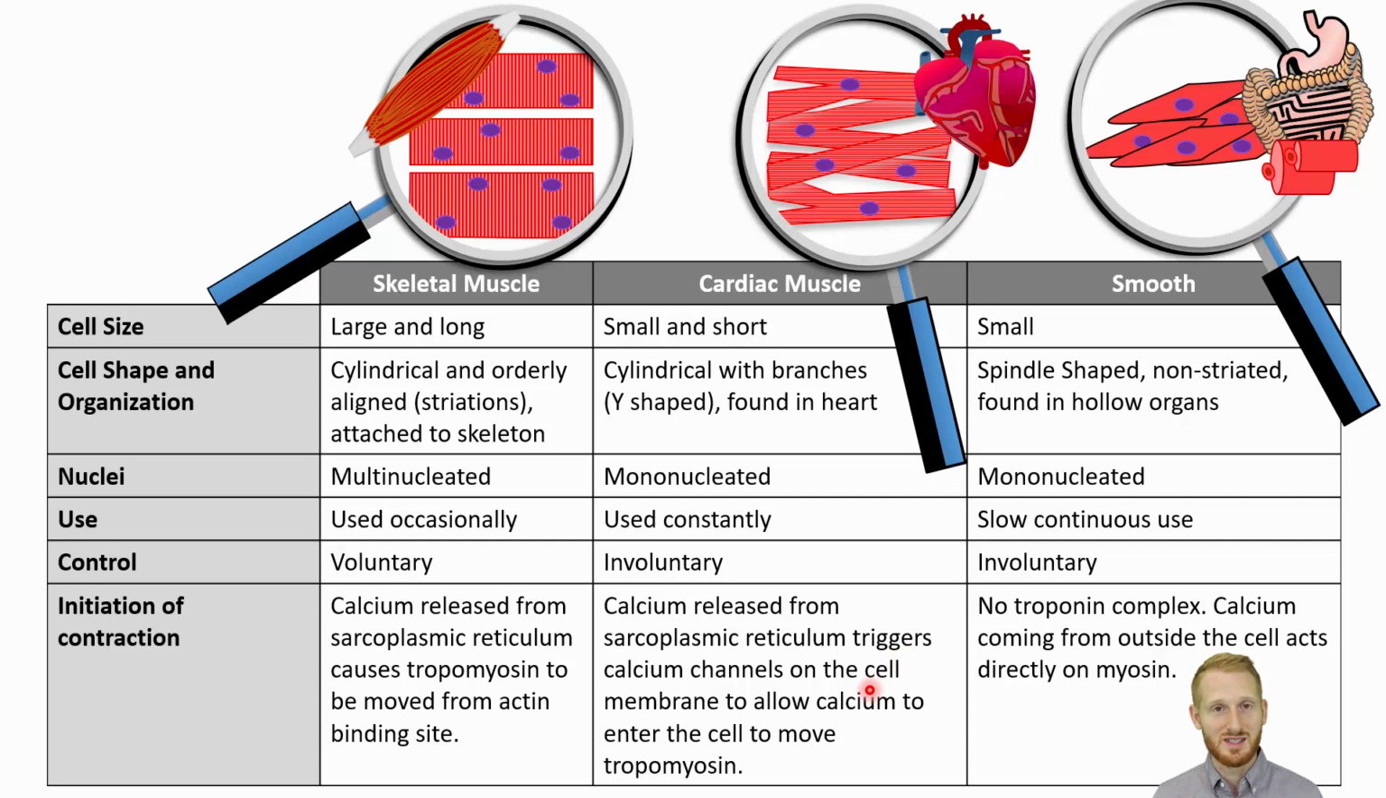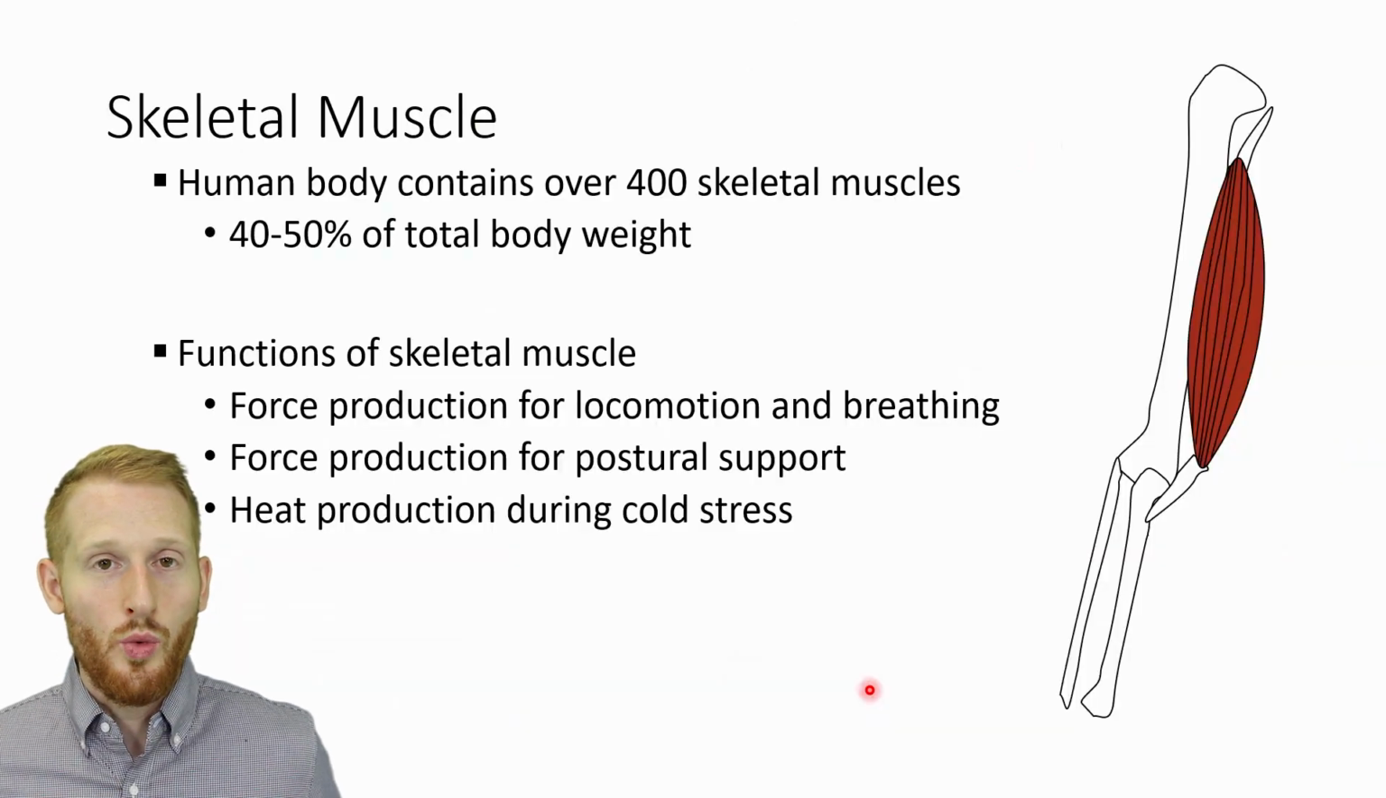But when it's released, it's going to also cause the opening of calcium channels that are going to cause more calcium to come into the cell from outside the cell, and that's where a lot of the calcium is going to come from in cardiac muscle. In smooth muscle, it's also going to be coming from outside the cell, similar to what it was in cardiac muscle.